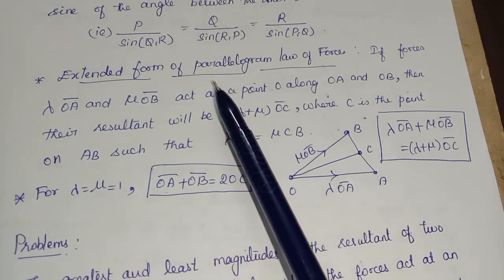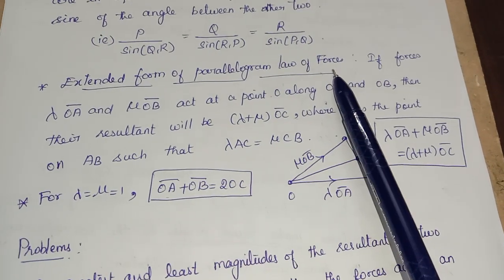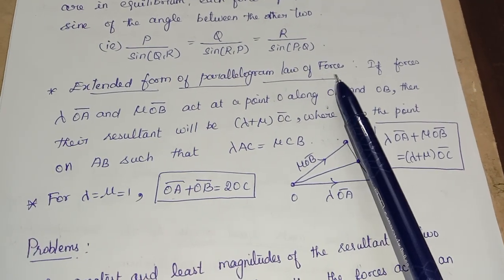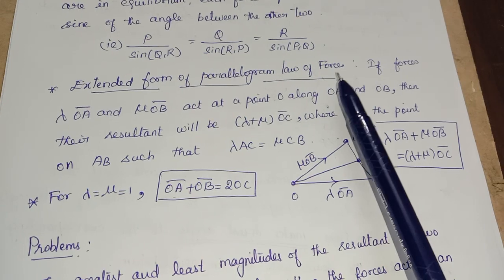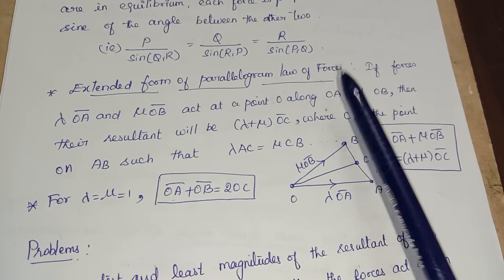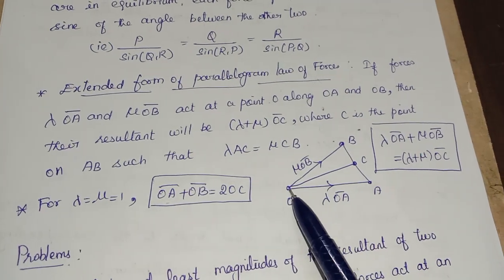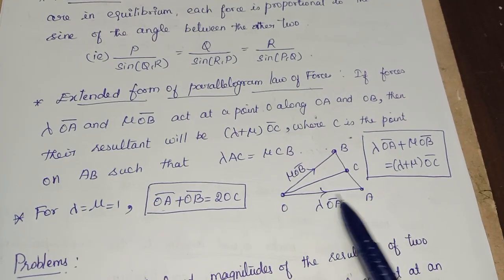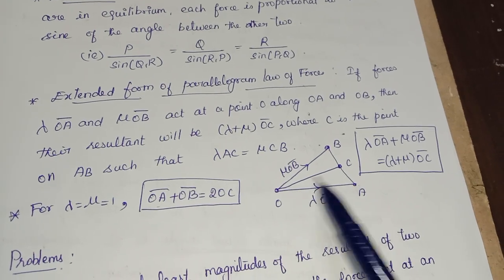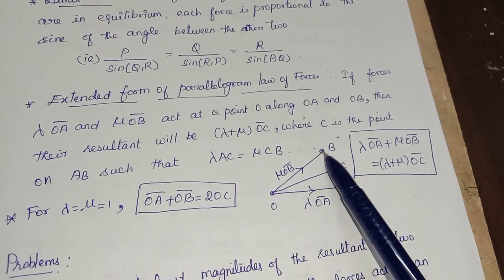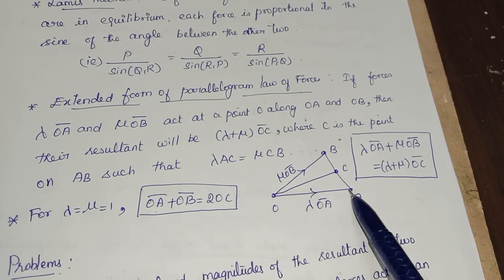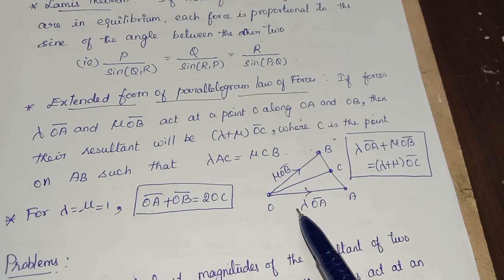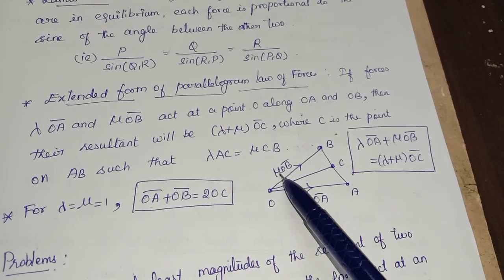Next one is the extended form of parallelogram law of forces. In parallelogram law of forces, what did I say? That two forces acting at a point are represented in magnitude and direction by the sides of the parallelogram, isn't it? But here I am taking two forces: one is lambda into OA, another one is mu into OB. See, this OA is this side and OB is this side. So the force is not equal to the magnitude of OA, but proportional to it, that is lambda times OA. My force is lambda times OA and this force is mu times OB.